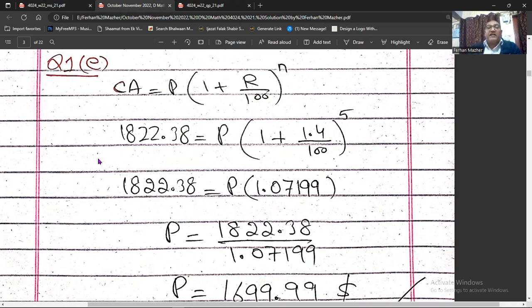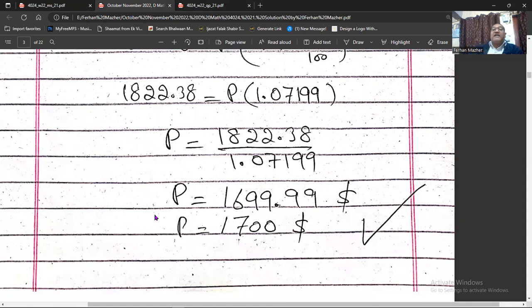Compounded amount is 1822.38 equals P, which is the question, bracket 1 plus 1.4, and under the 1.4 I have 100, bracket close, raised to power 5. So this will remain as it is, equals P. So in your calculator you will write 1 plus 1.4 divided by 100, equals, raised to power 5, equals, you get 1.07199. So take this and divide it on the other side.